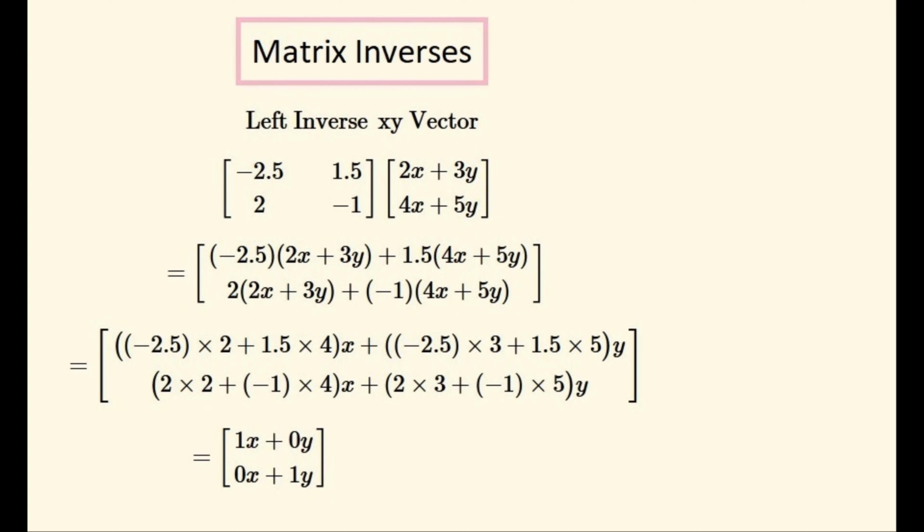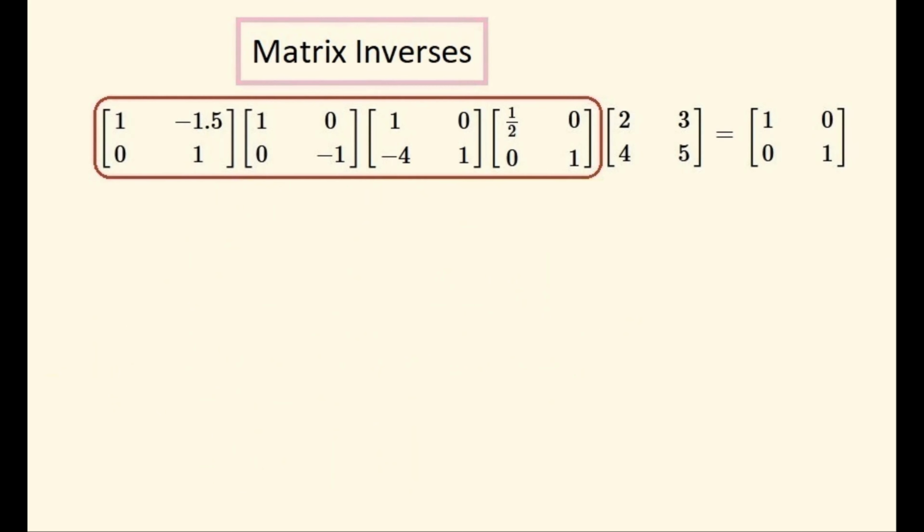So this inverse is a left inverse. This vector can be further simplified to be this vector, which is the identity matrix multiplied by the xy vector on the left. Now to have a look at why inverses are both left and right inverses.